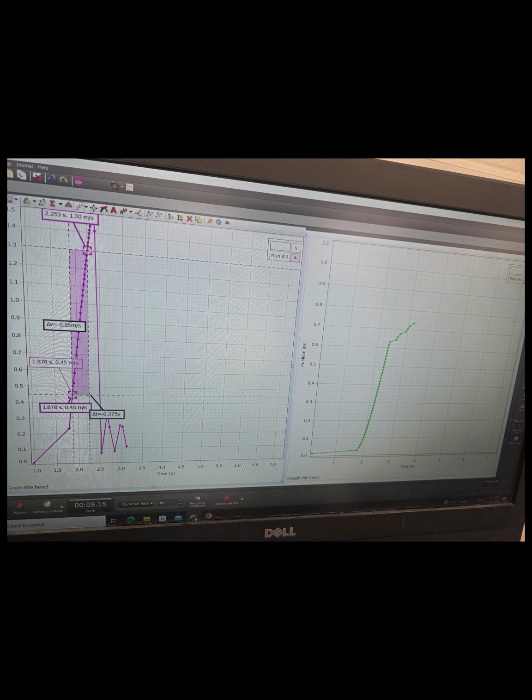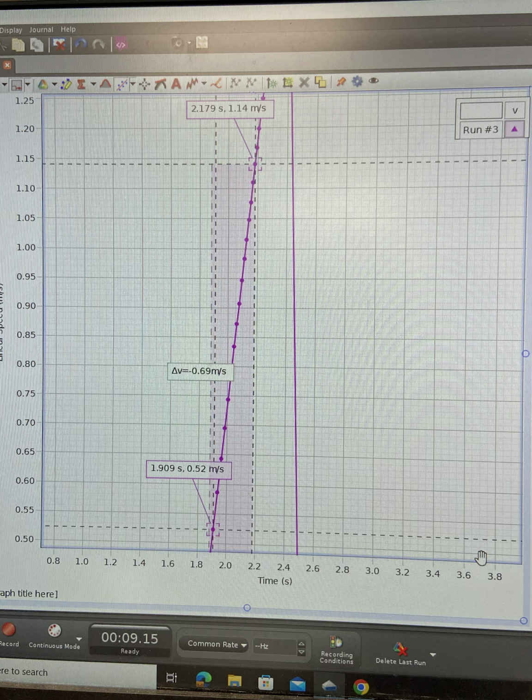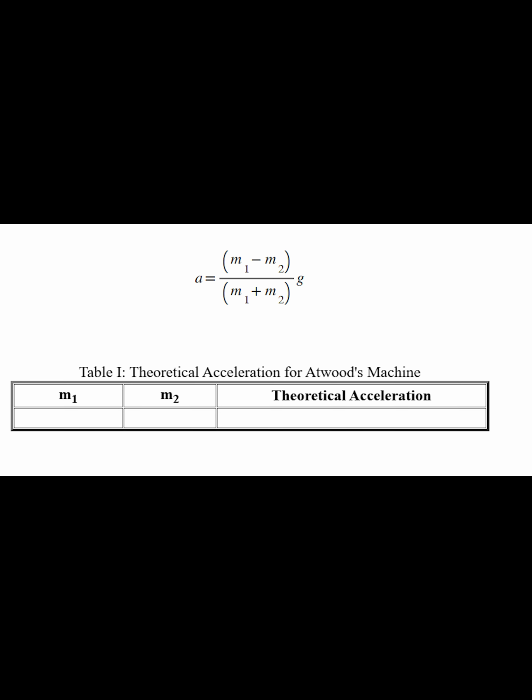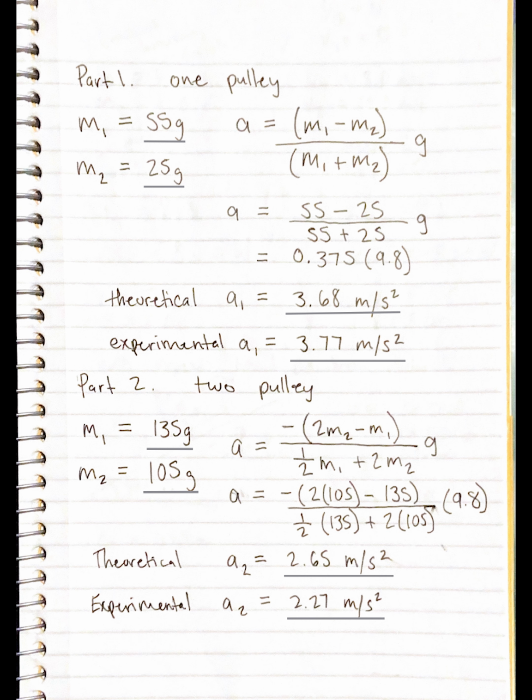Then we chose 2 points on a straight and continuous portion of the graph. We know that acceleration equals the change of velocity over the change of time, so we took the change of velocity and time of our 2 points and calculated our experimental acceleration to be 3.77 meters a second squared. The percent error between our theoretical and experimental is about 2.4%.